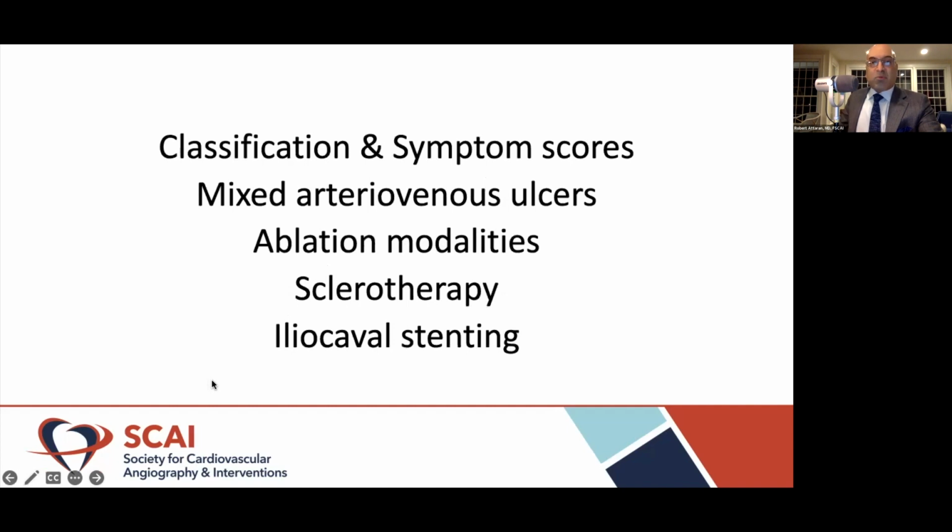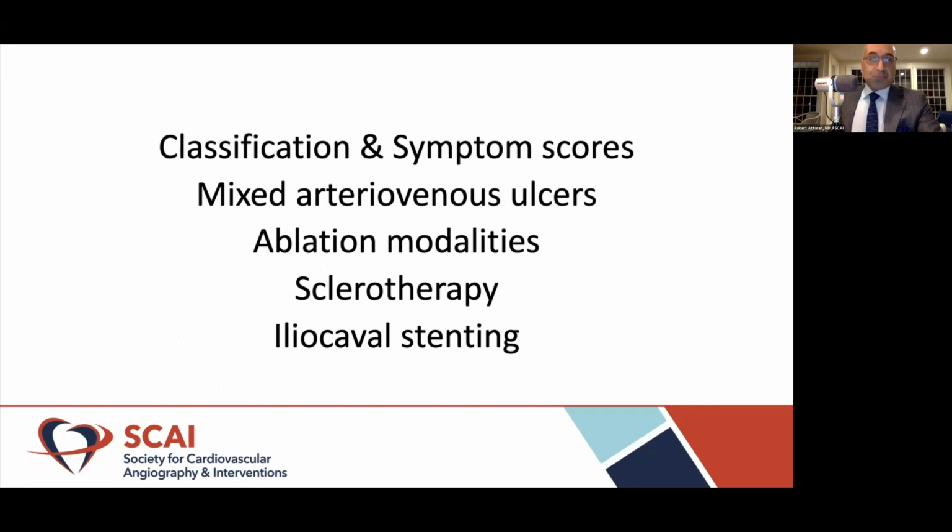I think it is important for anyone interested in venous disease of the lower extremities to be aware and to personally utilize classification systems, and to utilize a symptom score of some kind to improve reporting consistency and to frankly see whether their treatments are working.